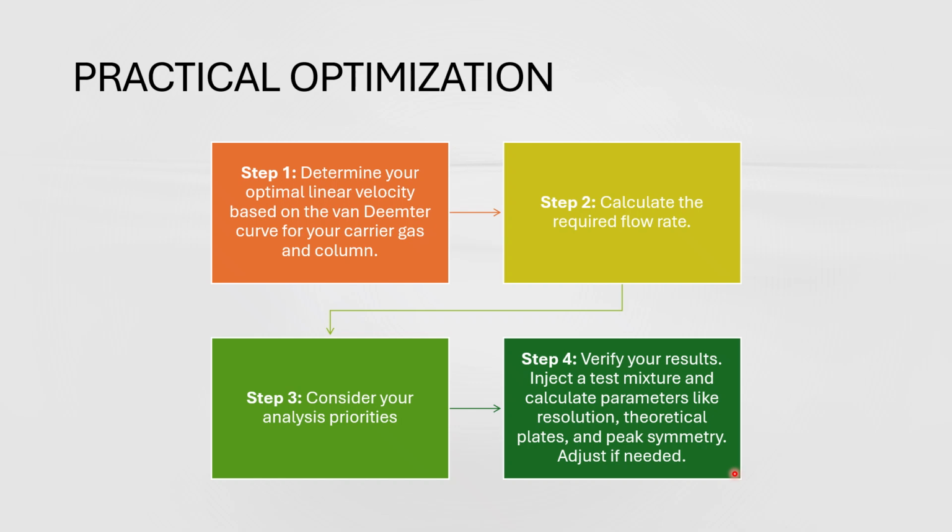Now, one important consideration for GCMS users. When switching carrier gases, you may need to adjust your MS vacuum system setting. Hydrogen is lighter and pumped more efficiently than helium, which can actually be an advantage.